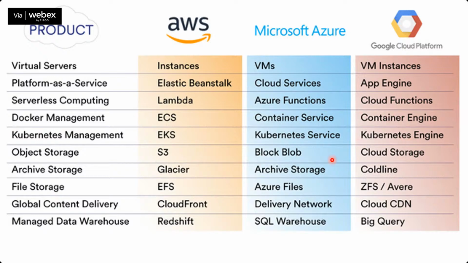Your storage, so you have Google Cloud Storage. Archival is Google Coldline. Then file storage is Google Filestore. Then if you have global content delivery, where I was talking about serving your website in different countries locally, that is where Google Cloud Content Delivery Network comes into the picture.